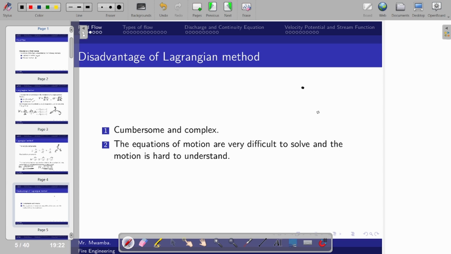It is cumbersome and becomes complex, and the equations of motion become very difficult to resolve and solve, because you move from one particle to another, also understand its direction, this one, understand this one, and then there are millions of particles in that fluid pocket or parcel. Now how can you manage to understand all of them at once? So this is suitable for understanding single particles, but when it comes to a fluid parcel like this one, it becomes very complicated. So this is one of the disadvantages of using the Lagrangian method to describe the fluid motion.